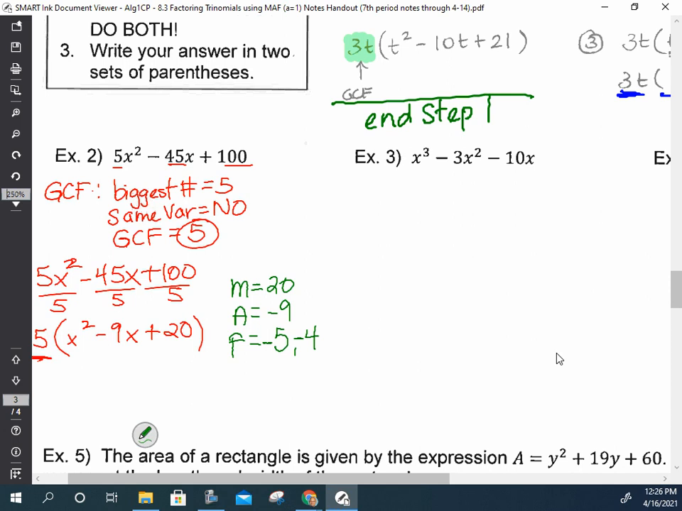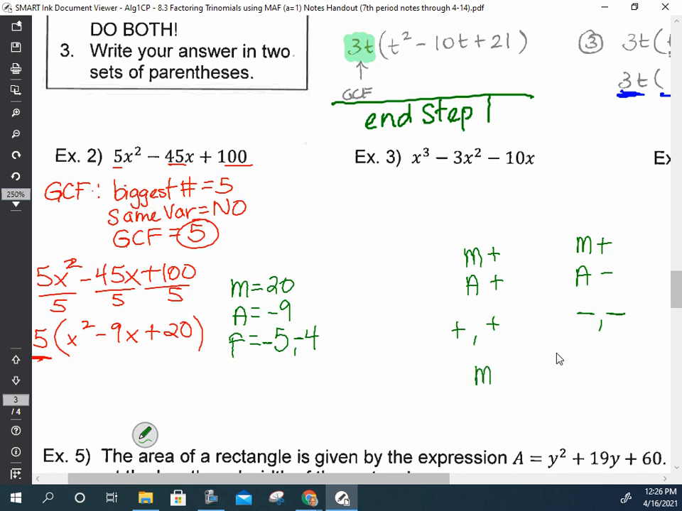So this gives me a nice time to tell you the trick to figuring out how the numbers work. If the number you need to multiply to is positive and the number that it adds to is positive, then the two numbers are going to be positive. If the number that it needs to multiply to is positive, but the adding number is negative, then you're going to have two negatives. So those two are pretty simple.